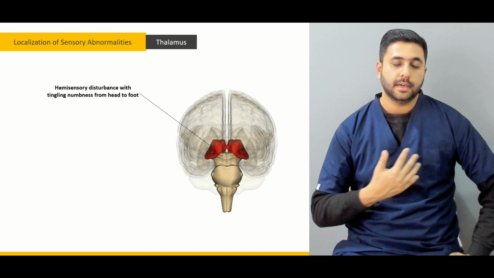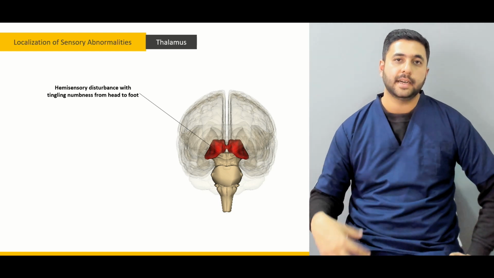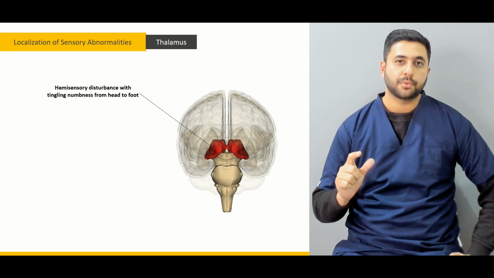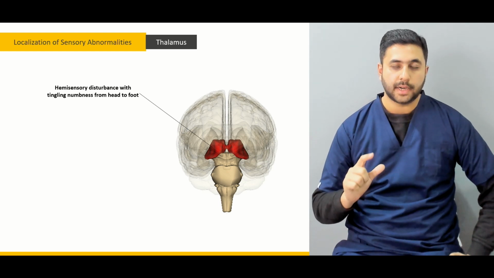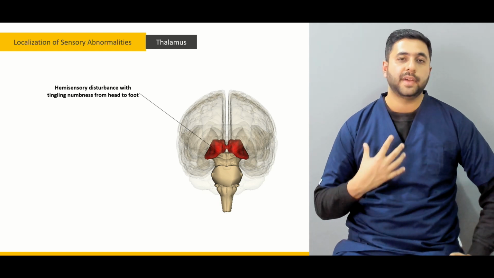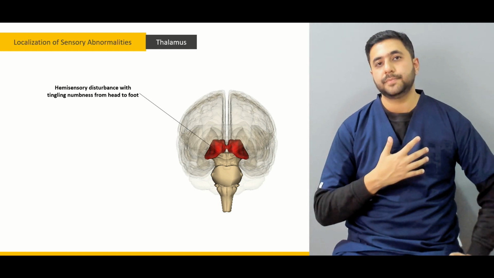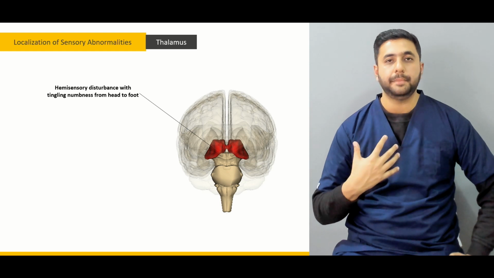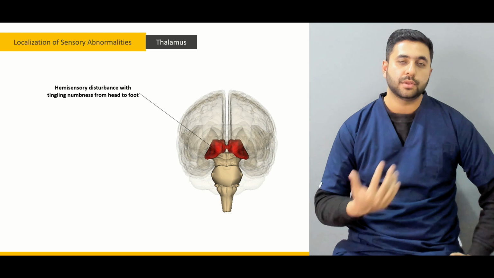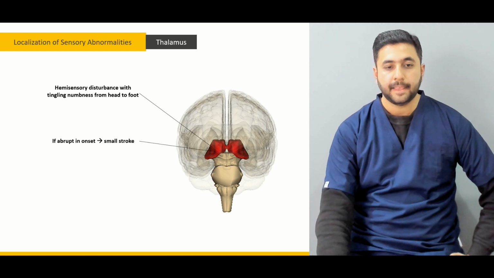So by examining the face, the head and foot differentially, and differentiating the problems on these two sides, and also on the right or the left, we can localize the problem very nicely to whether there is a VPL nucleus problem or a VPM nucleus problem, and whether it is on the right side of the cerebrum or on the left side of the cerebrum.